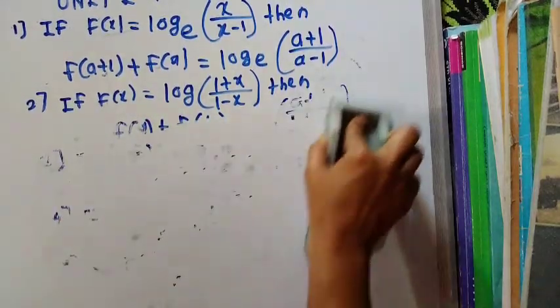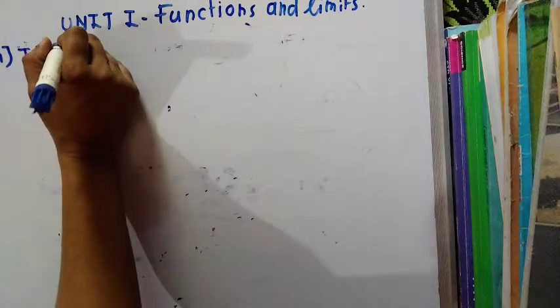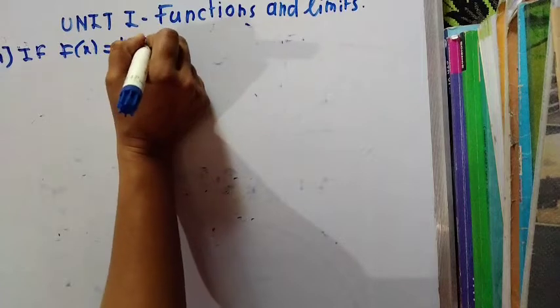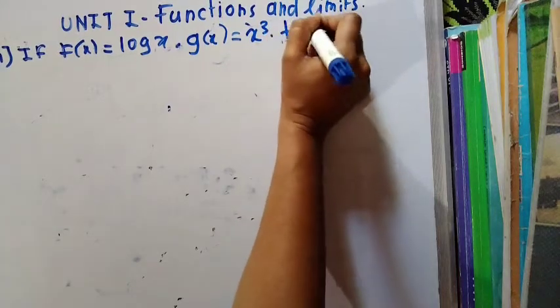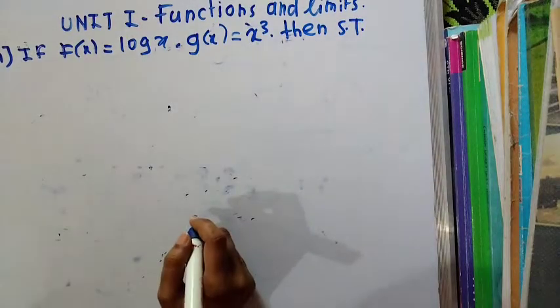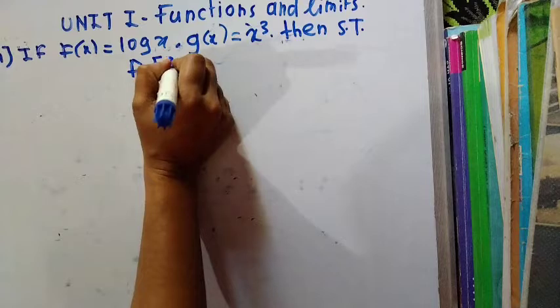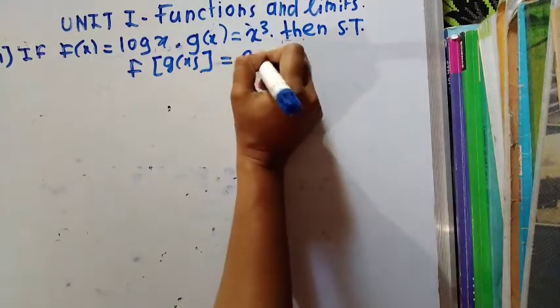Then next example, first example: if f of x is equal to log x, g of x is equal to x cube, then show that f of g of x, which is equal to 3 into f of x.